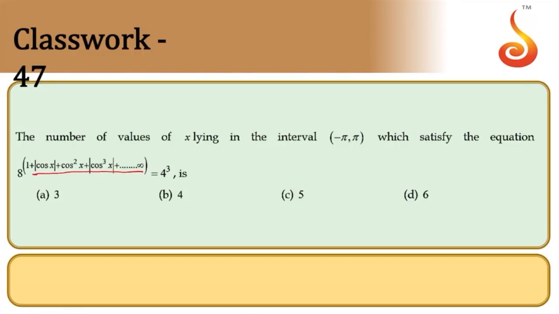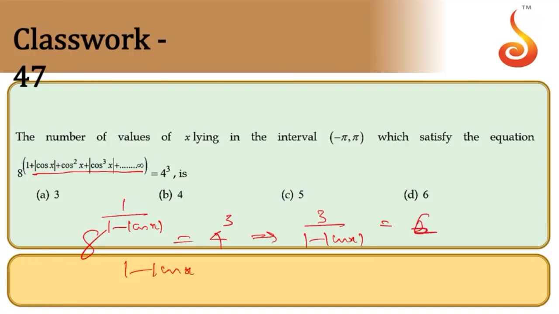8 times. This is actually an infinite series, which is an infinite geometric series of the form a by 1 minus r. So it is nothing but 8 divided by 1 minus modulus of cos x, which is equal to 4 cube. That is nothing but 2 power 6. So 1 minus mod cos x is equal to 1 by 2. So mod cos x is equal to 1 by 2.